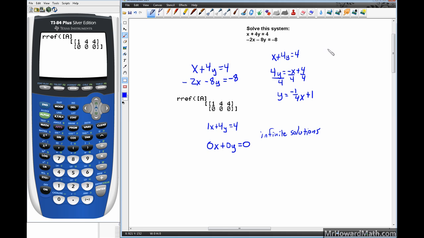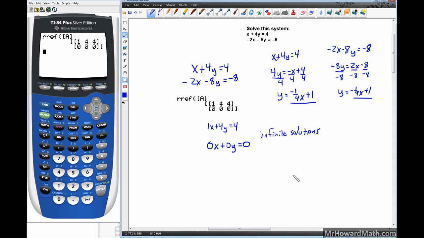Let's look at our second line. Negative 2x minus 8y equals negative 8. Let's get x and y on the same side, so that gives us negative 8y equals 2x minus 8. We're just moving the x over. Divide everything by negative 8, and that gives us y equals negative 1/4 x plus 1. Look: negative 1/4 x plus 1, negative 1/4 x plus 1. These are the same two lines. They are stacked on top of one another and therefore have an infinite number of solutions.